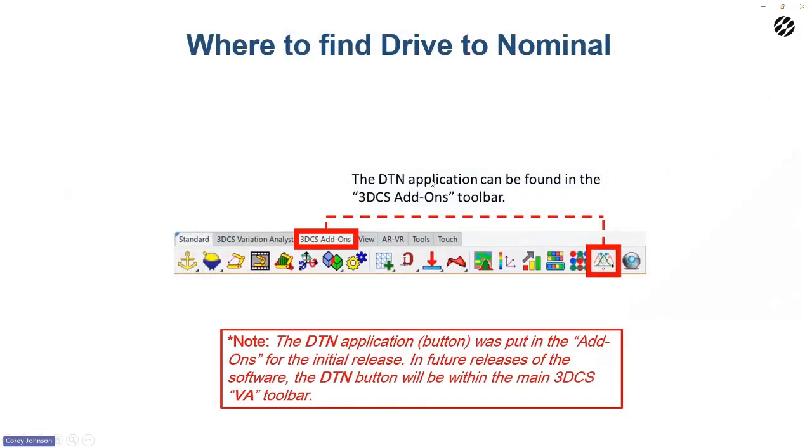So where to find the Drive to Nominal tool? The button can be seen here on the right, and it currently resides in the 3DCS add-ons toolbar. As I'm doing this demo, this is the first release of this tool. So it currently resides in the add-ons toolbar, but just worth noting that in future releases, it will be moved to the main 3DCS Variation Analyst VA toolbar. So let's jump into the model and take a look.